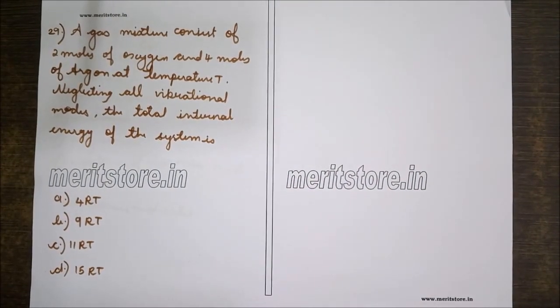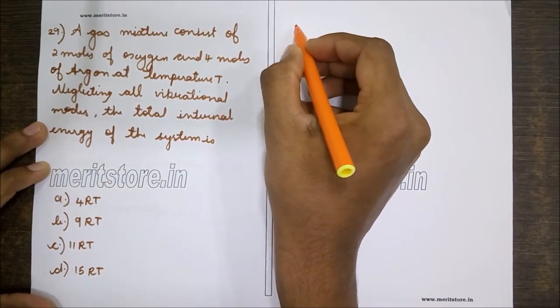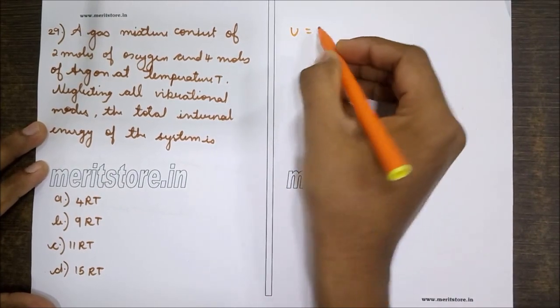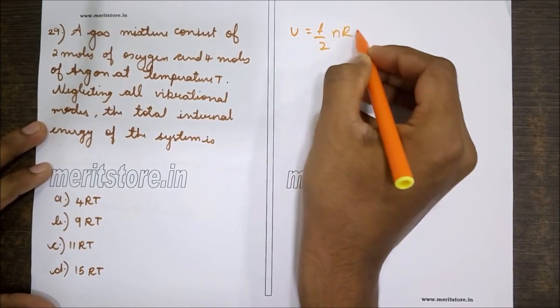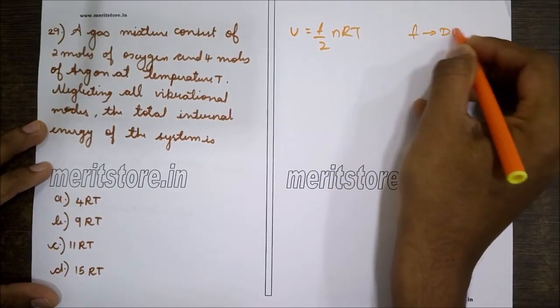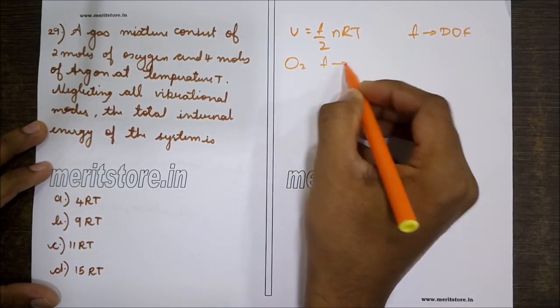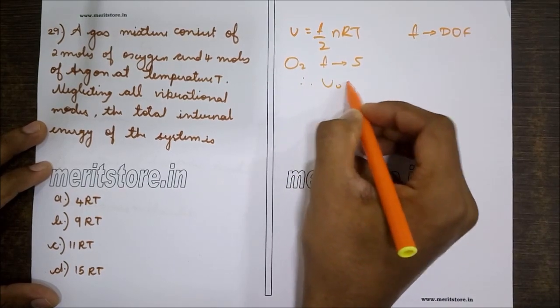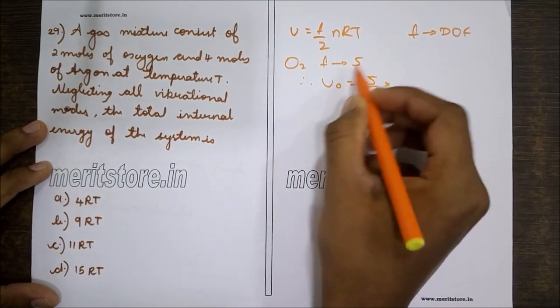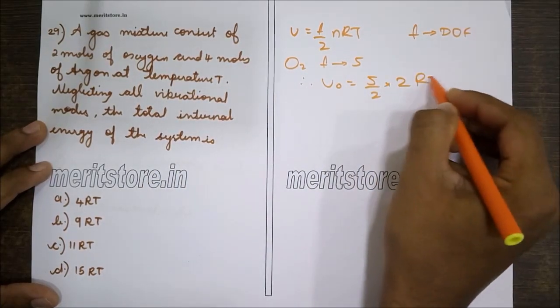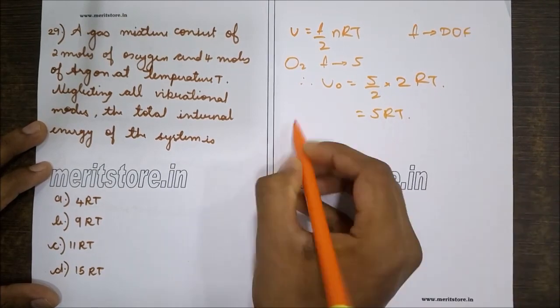A gas mixture consists of 2 moles of oxygen and 4 moles of argon at temperature T. Neglecting all vibrational modes, the total internal energy of the system is, the options given are 4 RT, 9 RT, 11 RT and 15 RT. Now, the general formula for internal energy is f upon 2 nRT, where f is the degrees of freedom. Now, for oxygen, since oxygen is a diatomic molecule, f is 5. So therefore, U for oxygen is 5 upon 2 into the number of moles, 2, times RT. So that is 5 RT.